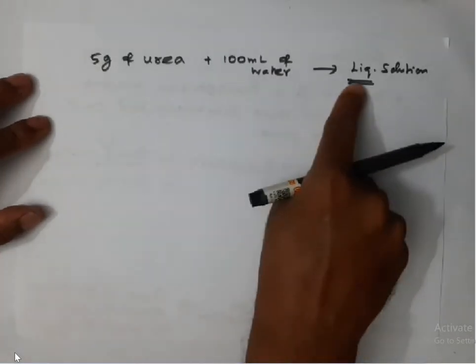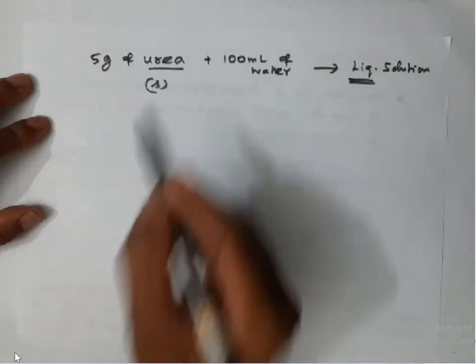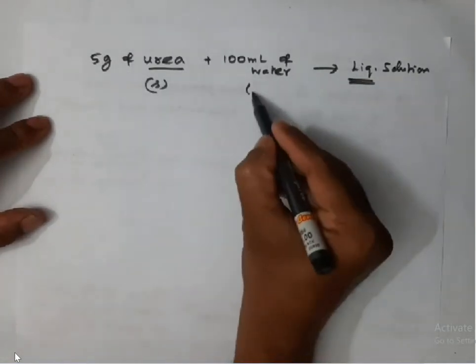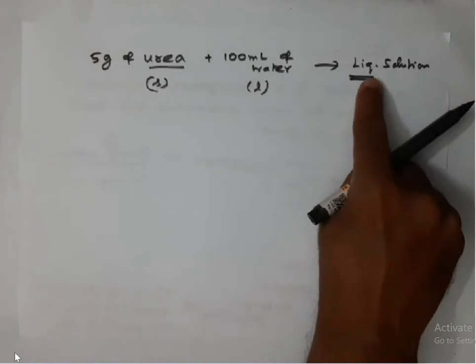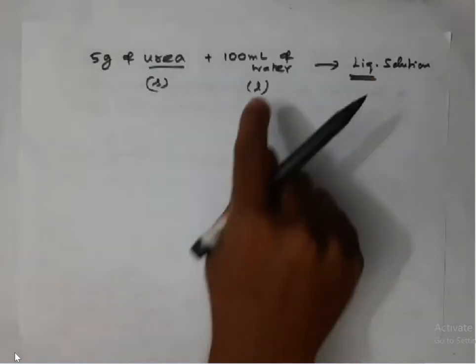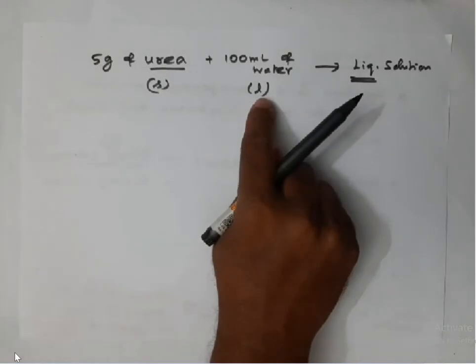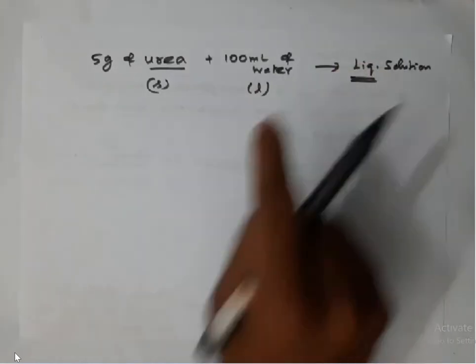Here urea is solid, water is liquid. So which one should be the solvent here? The solution is in liquid state. Water. So water should be the solvent here, correct? Because the solvent phase and solution phase should be the same. So this is the solvent here.